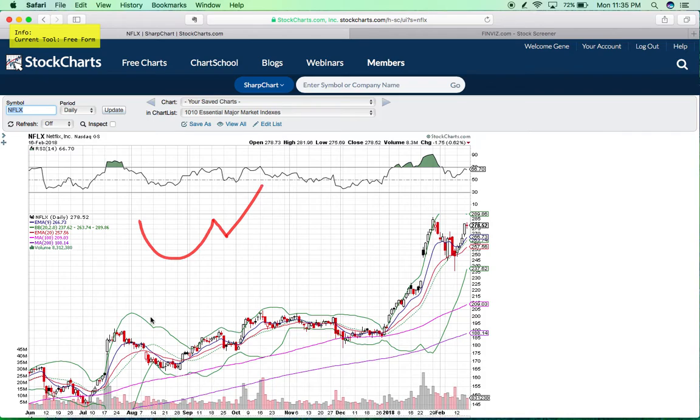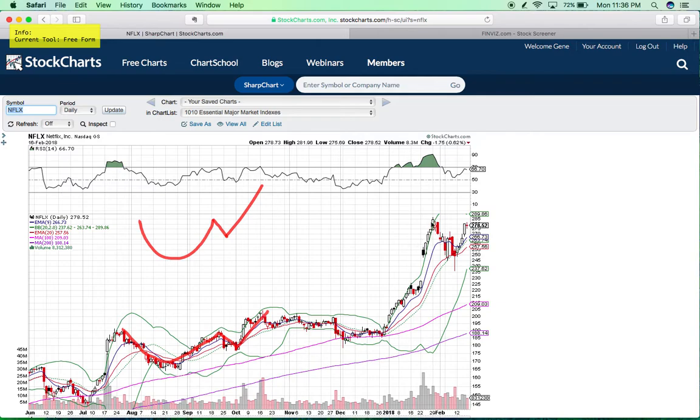And you can see here on Netflix, there's the cup. There's the handle, it pulls back a little bit, and then it goes up right here from about $180 to over $200 right there. A $20 move in just a matter of about 2 weeks here on this daily chart.